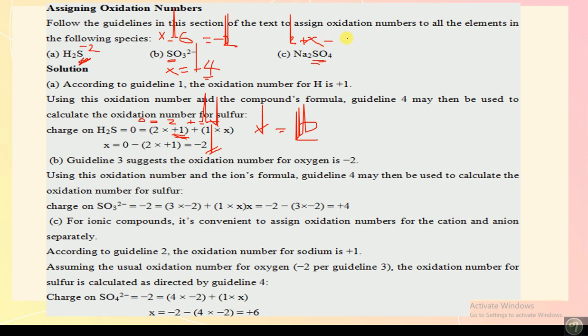is always +1, so +1 times 2 is +2, plus x, the oxidation state of sulfur, plus the oxidation state of oxygen, -2, times 4, which is -8, is equal to 0. Finding the value of x, 2 minus 8 is -6, and moving to the other side, x is equal to +6. So the oxidation state of sulfur is -2 here, +4 here, and +6 here. So this is it.